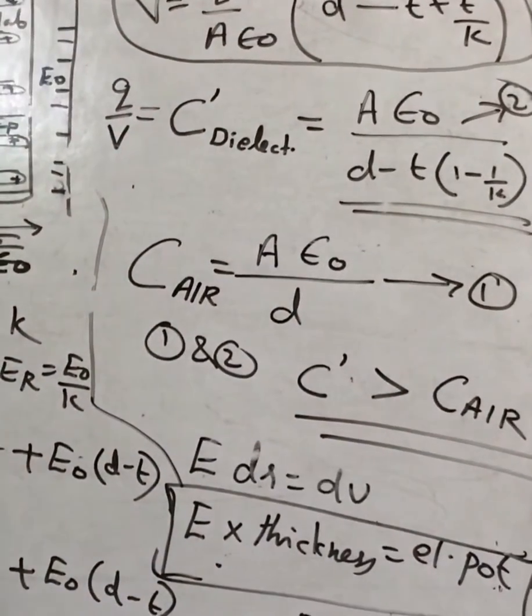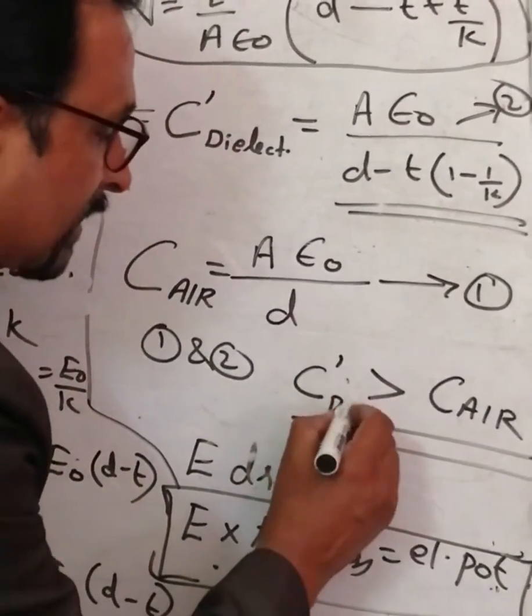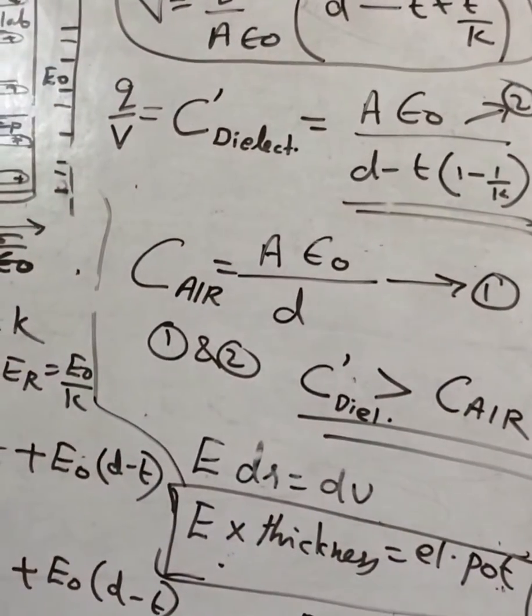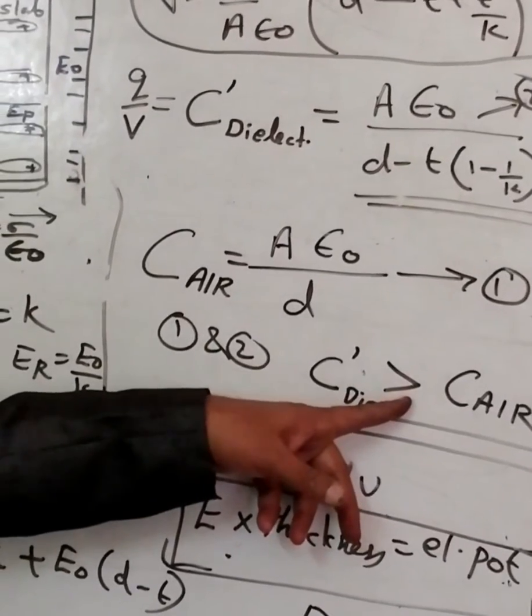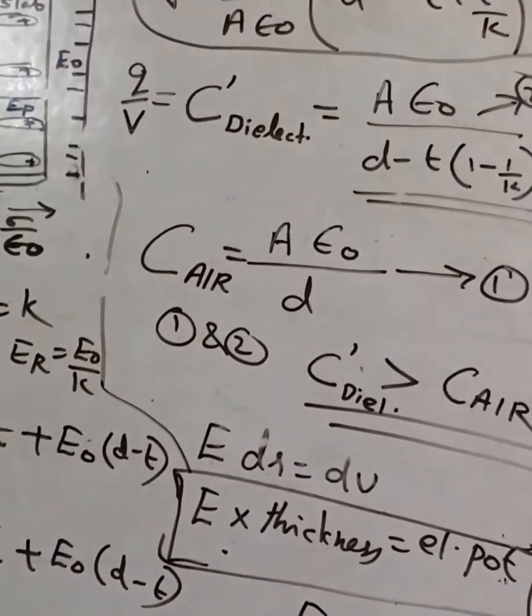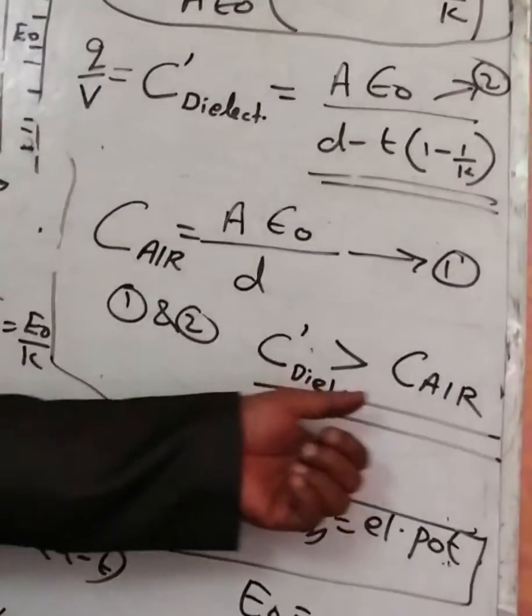So the capacitance with dielectric slab in between the plates of the capacitor is greater than the capacitance with air as the medium between the plates. That is what we proved.